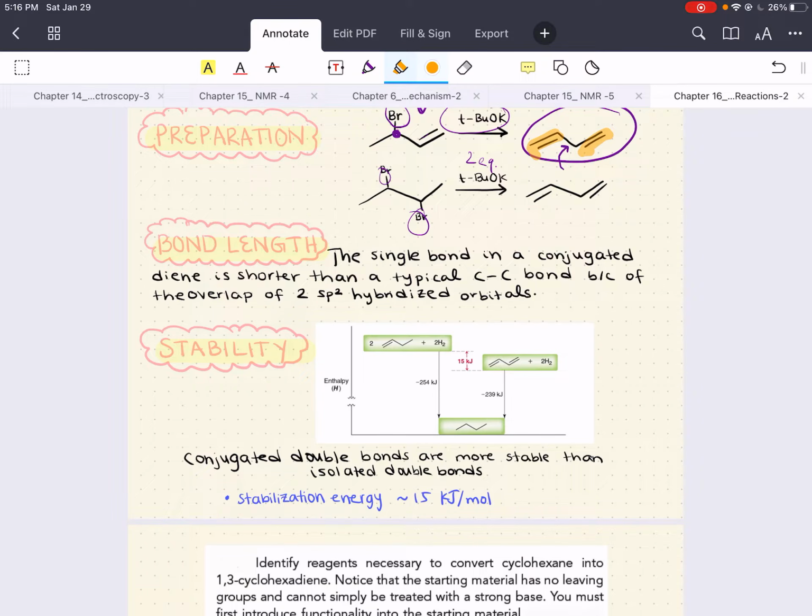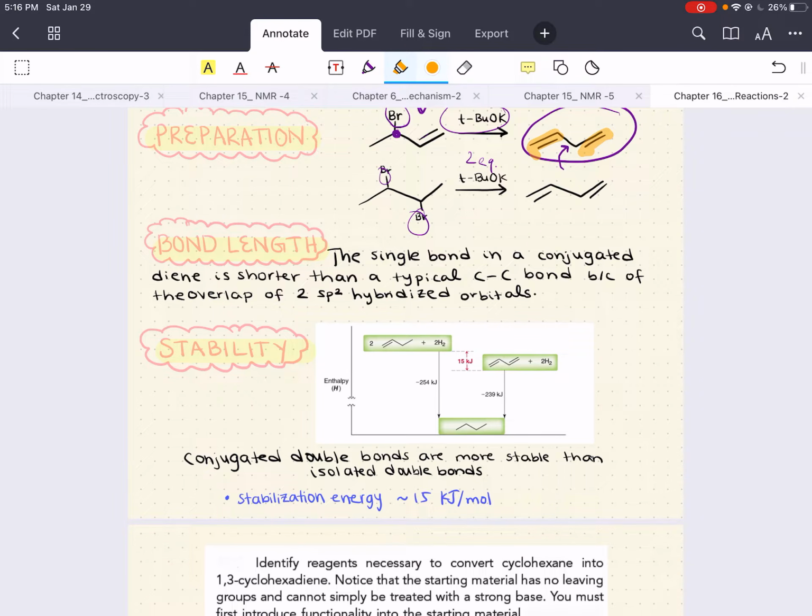The last thing that we want to talk about to finish off building this profile for conjugated dienes is stability. What we realize when we plot the energy or the enthalpy of an isolated double bond and a conjugated double bond is that the conjugated double bond is more stable. And again, the explanation for this stems from molecular orbital theory.